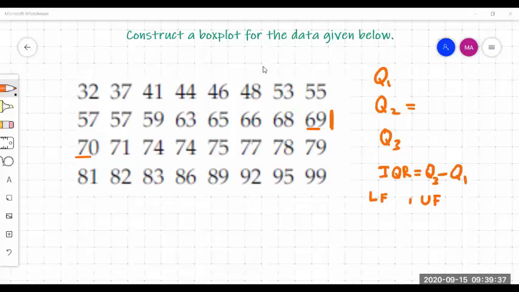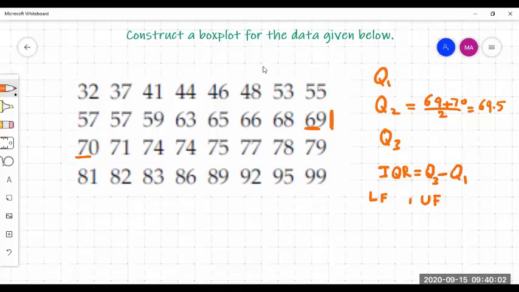So this Q2 would be the average of 69 and this value 70, these two values. We just add them: 69 plus 70 and then divide by 2, the average of these. So this would be 69.5. So this is our Q2.